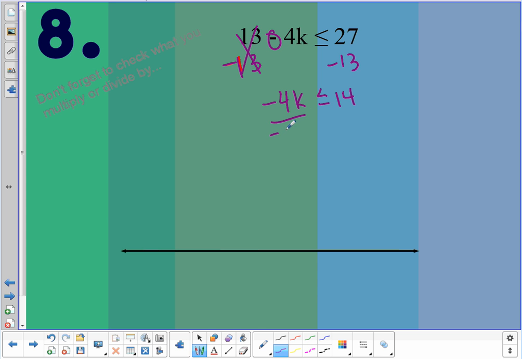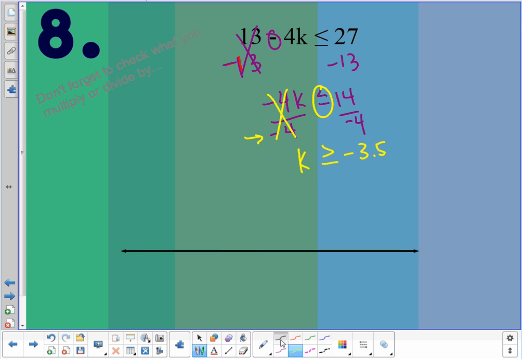And then divide by the -4. Take a look at what you're dividing by. You're dividing by a negative. So again, this is going to flip. So instead of less than or equal to, now it's greater than or equal to. This is gone. I have k, which is what I want, and 14 divided by -4 is -3.5.